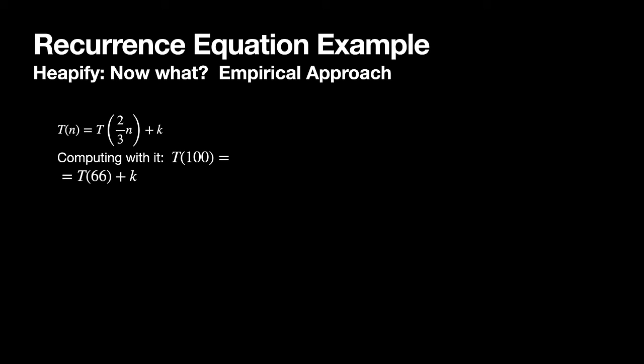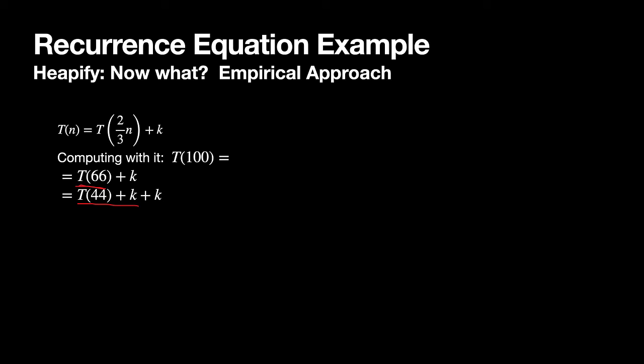In order to solve a problem of size 100, we have to solve a problem that's 2/3 that size and do some constant amount of work. So we'd have to solve a problem of size 66 and do our constant amount of work. But we can substitute t of 66 into our recurrence equation. To solve a problem of size 66, we would have to solve a problem of size 44 and do some constant work, and also we have our constant work for the problem of size 100.